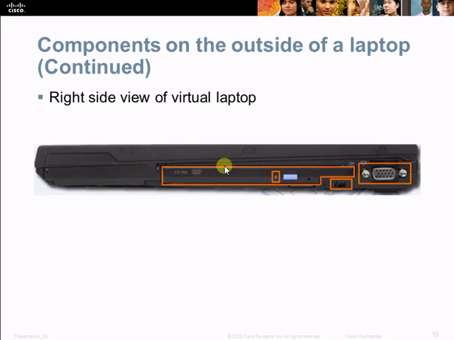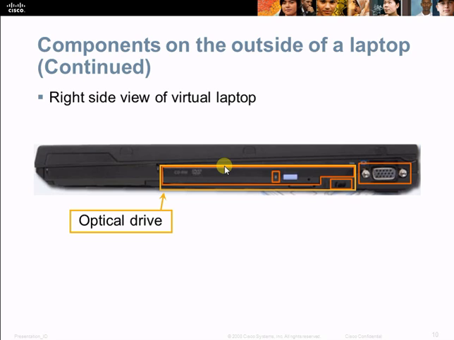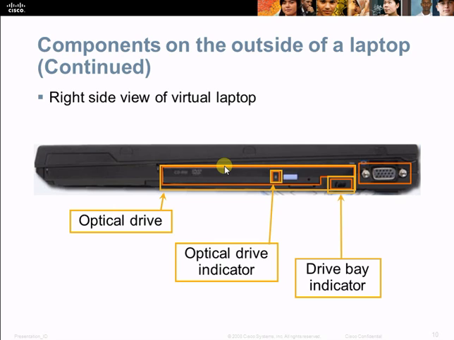On the right side, we have a place for our optical drive. Not all laptops would come with an optical drive, and it might not be on the right. In this case, it is. Optical drive indicator, drive bay indicator. On some laptops, the optical drive could be replaced with an extra battery, and a VGA port to connect to an external monitor. Some computers would have an HDMI port also for high definition video.